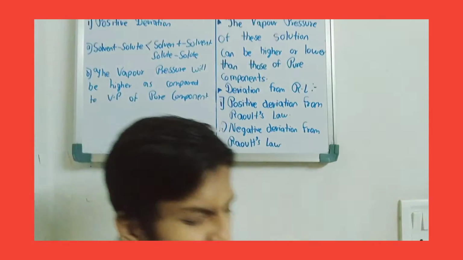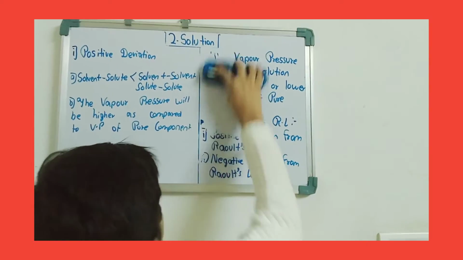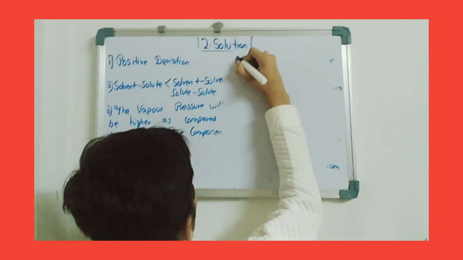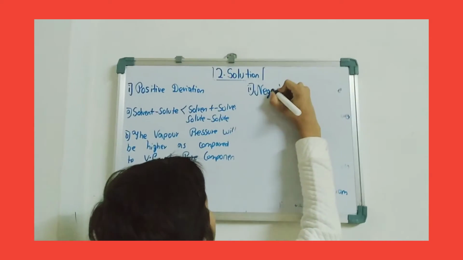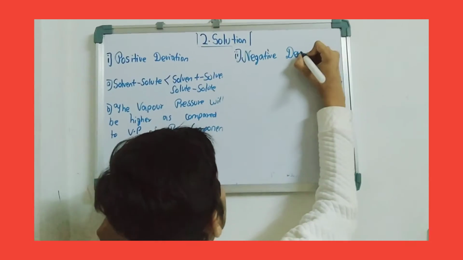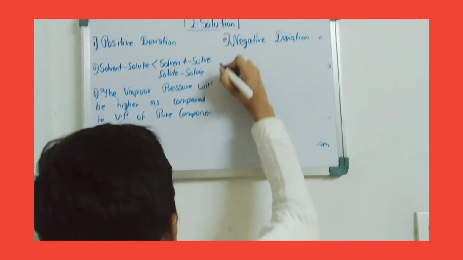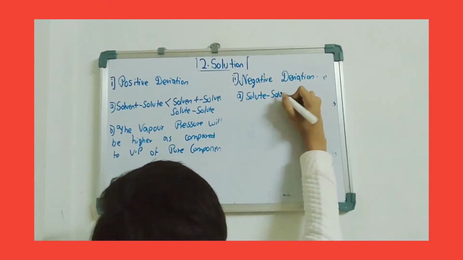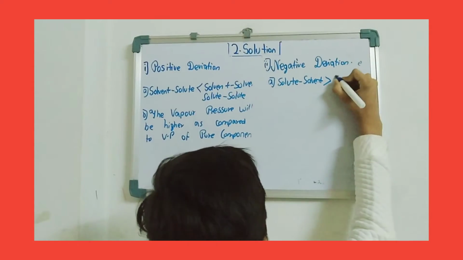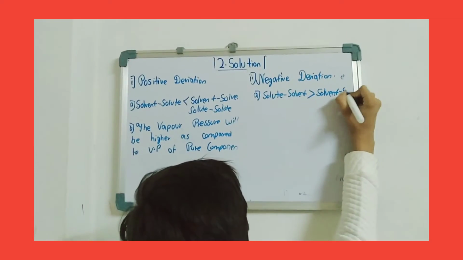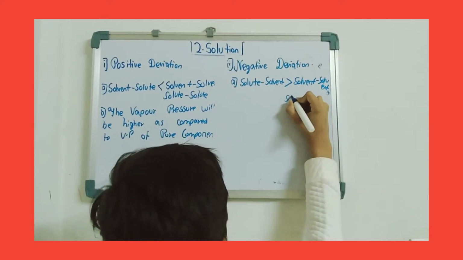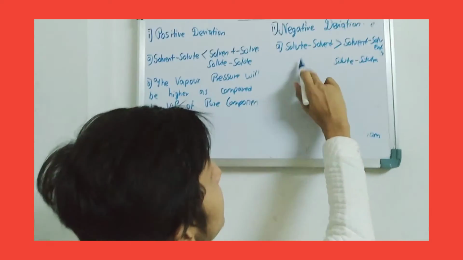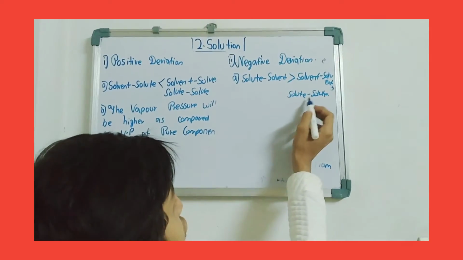Now we will look at the negative deviation. So what is the negative deviation? The second topic is the negative deviation. It is the opposite of a positive deviation. It means here the solute-solvent intermolecular force of attraction will be greater than the solvent-solvent and the solute-solute interactions. Basically, the solvent-solute interaction will be greater as compared to the solvent-solvent and solute-solute interactions.